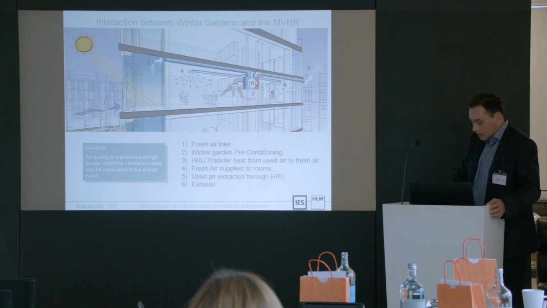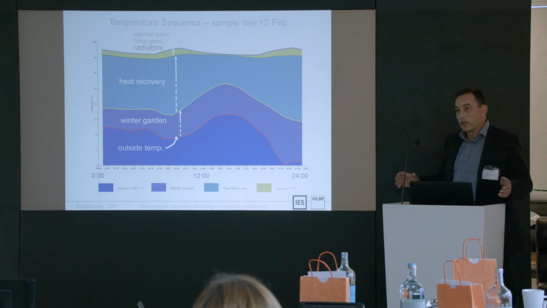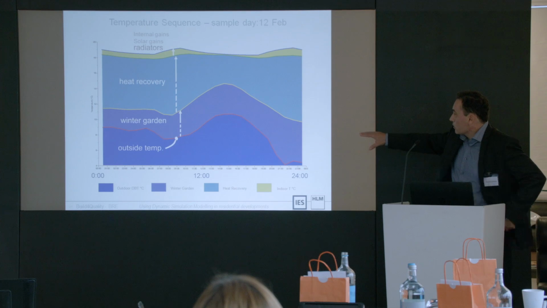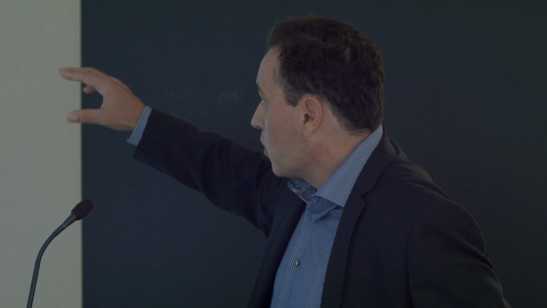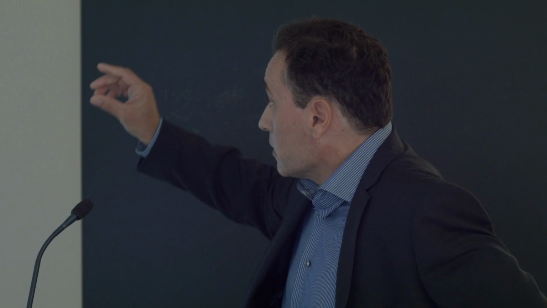That process, that sequence is summarized here for a sample day in February, a rather cold day. So in the bottom we see the outdoor temperature, and then the temperature rise within the winter garden, then rise again within the heat recovery system, and on top there we see the final space as conditioned. And you see the difference there is quite tiny.